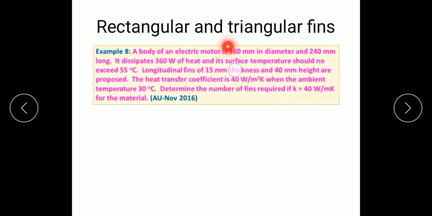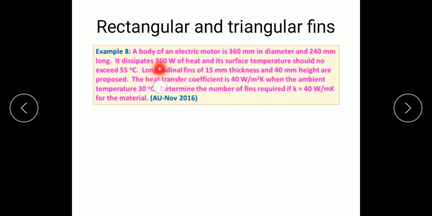Problem: a body of an electric motor is 360 mm in diameter and 240 mm length. It dissipates 360 watt of heat and its surface temperature should not exceed 55 degrees Celsius. So the given structure is an electric motor and the motor diameter is 360 mm and the length is 240 mm. The motor dissipates 360 watt of heat and the surface temperature of the motor should not exceed 55 degrees Celsius.